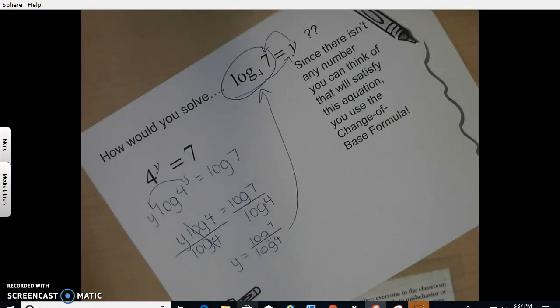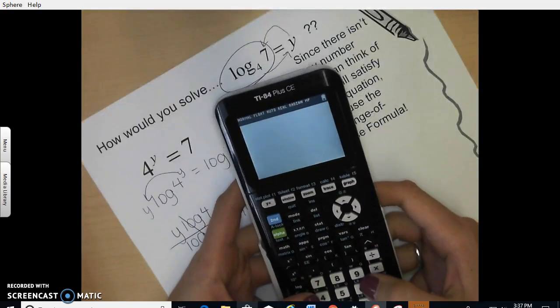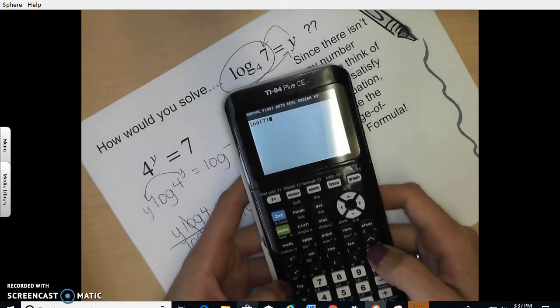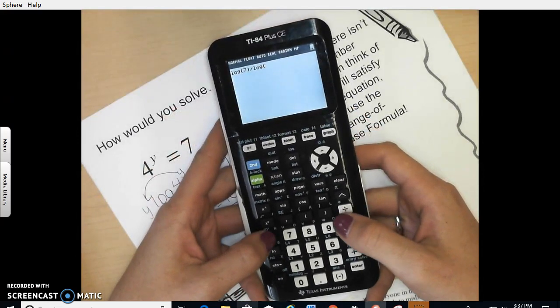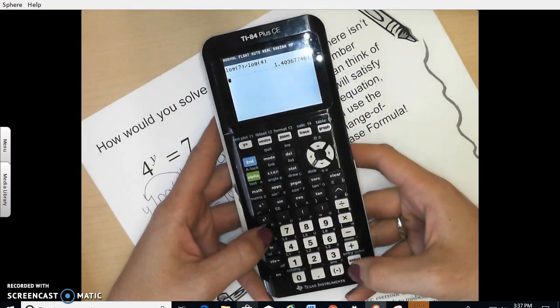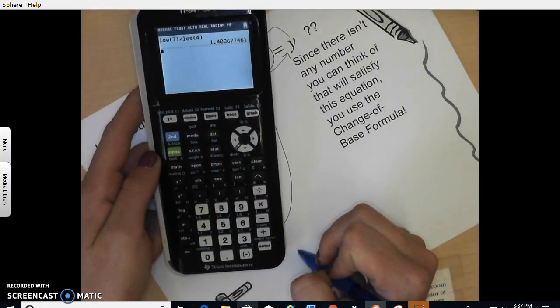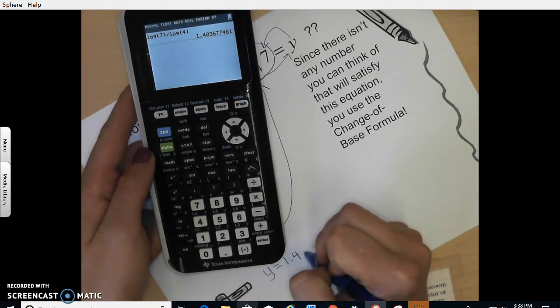And in my calculator, I would push log 7, close parentheses, divided by the log of 4, close parentheses, and I get my decimal value of about y is equal to 1.404.